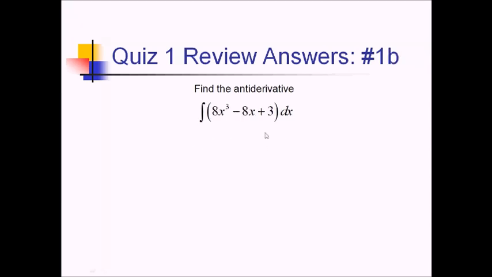To find the antiderivative of this polynomial, we're going to use our reverse power rule term by term. So for the first one, this bumps up to an exponent of 4. Dividing by 4, we have 2x to the 4th. For the next one, this new exponent's going to become 2. 1 plus 1 is 2. Dividing by 2, we have negative 4x to the 2nd. And then this 3, using our reverse power rule again, is just a coefficient on 3x. And then don't forget the plus c.